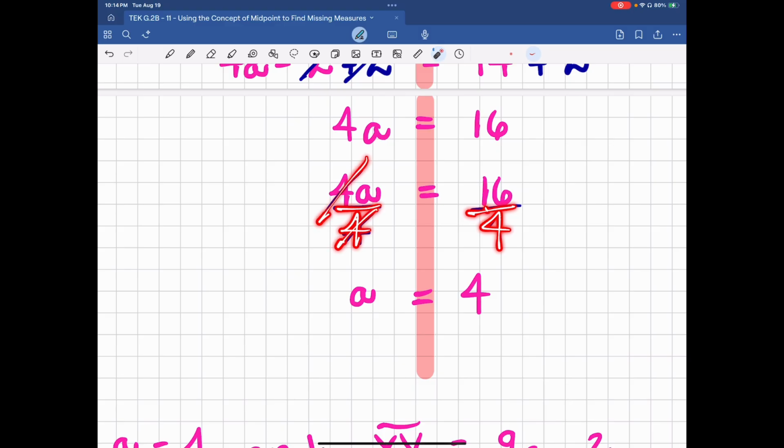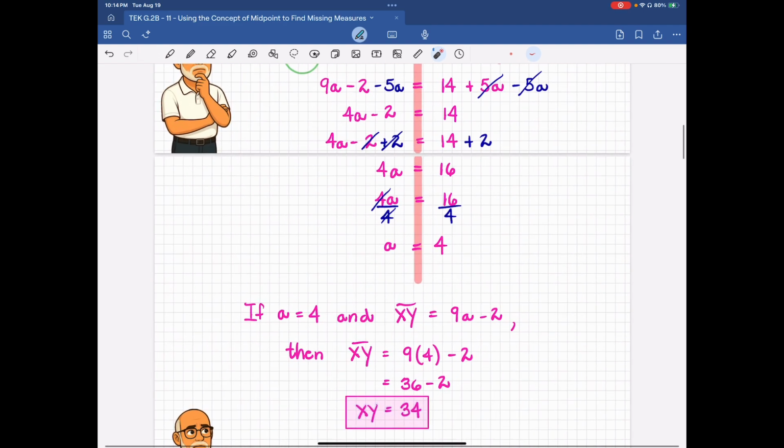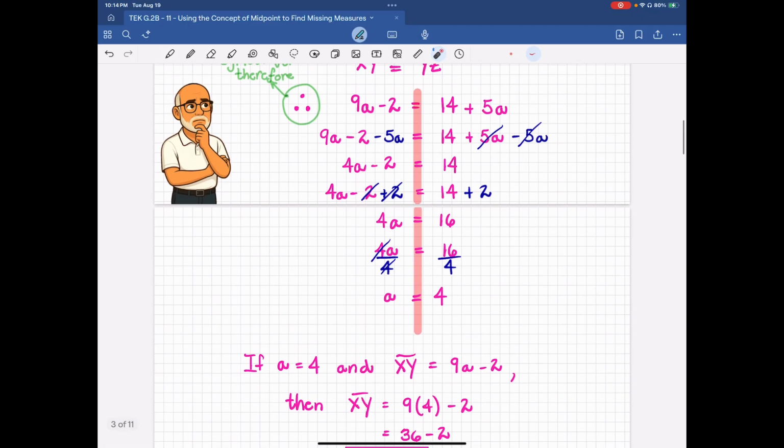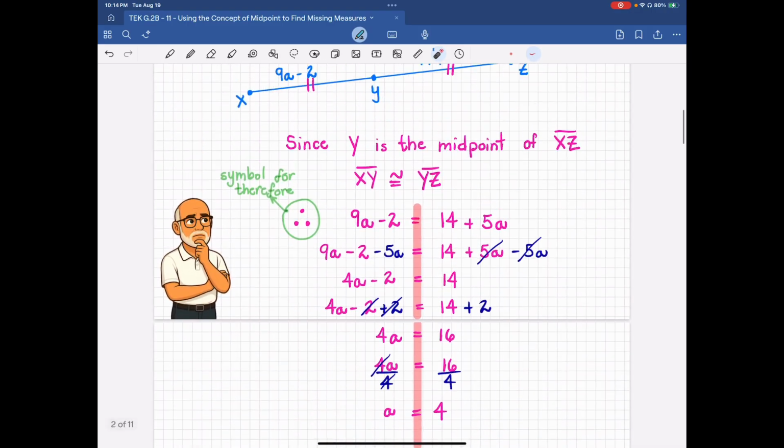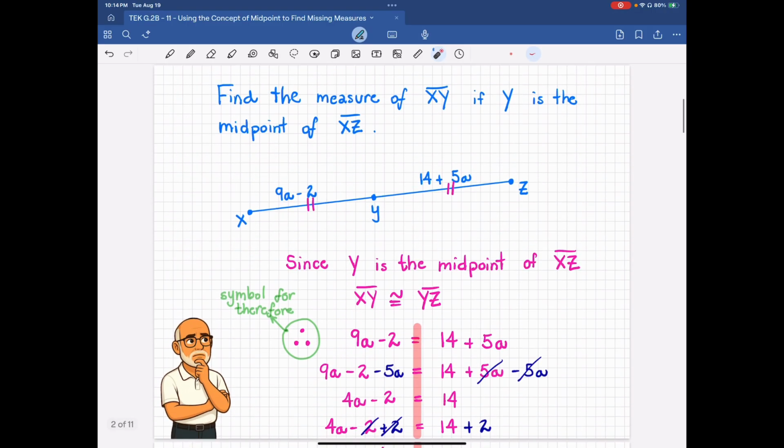The 4's cross out on the left, which is exactly what we want, because remember, our task is to get a by itself. So we have a equals 16 divided by 4, which is 4. So our task was initially to get a by itself, to solve for a, and we know that a is 4. But let's go back up to that problem and look at what they're asking for.